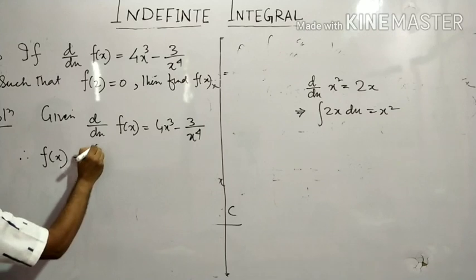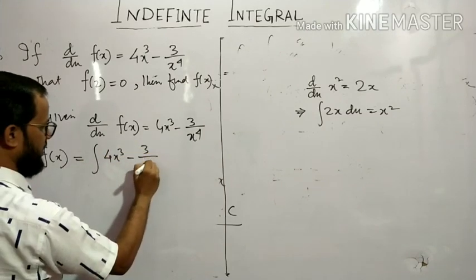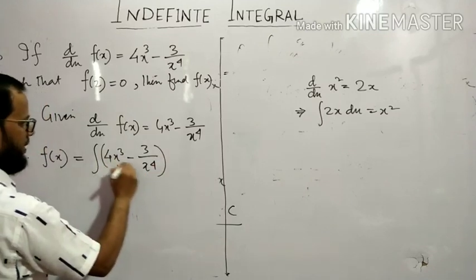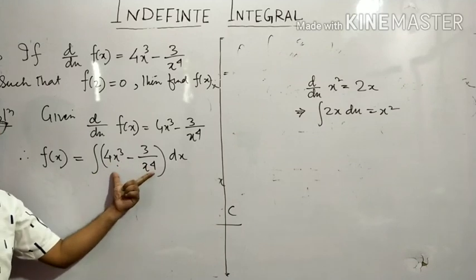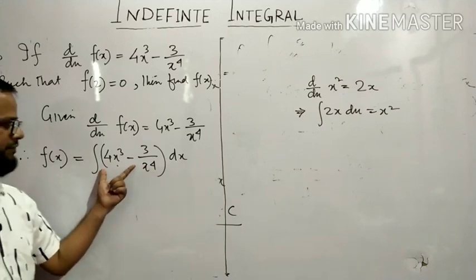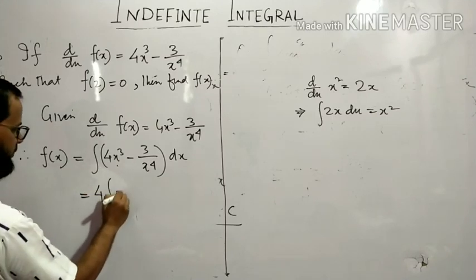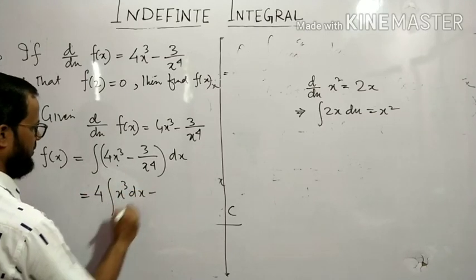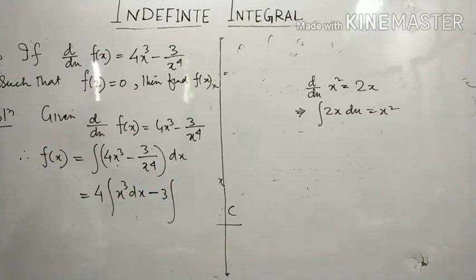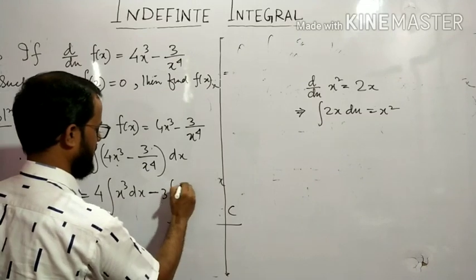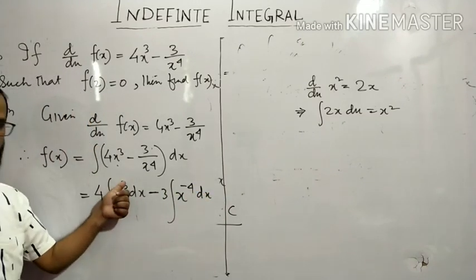Therefore f(x) is equal to integration of 4x cube minus 3 by x to the power 4 dx. Okay, now there are two algebraic functions, so these two algebraic functions can be separated. One will be 4 out, x cube dx, minus 3 out, and it will be 1 by x to the power 4. 1 by x to the power 4 is equal to what? x to the power minus 4 dx. So now you can apply the x to the power n formula.